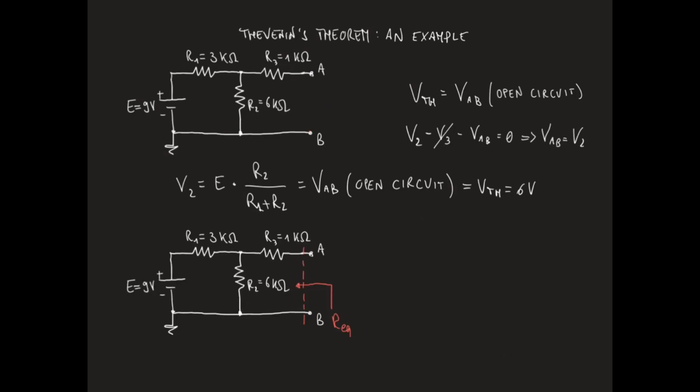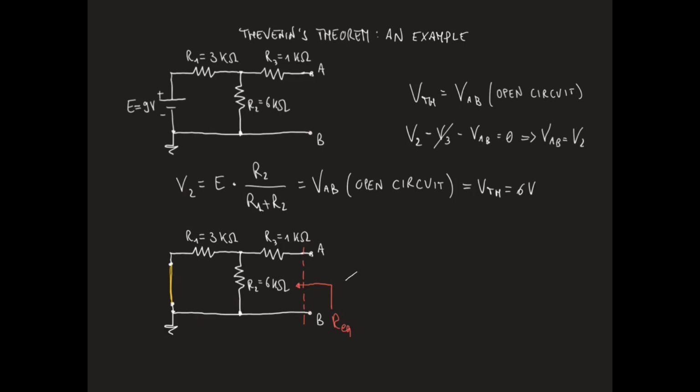As I said before, the Thevenin resistance can be found also as the equivalent resistance between nodes A and B of the circuit. So let us find the equivalent resistance Req. We know that before calculating the equivalent resistance, if there are any voltage or current sources in the circuit, we need to switch them off. In this particular case, when the battery E is switched off, it will become a short circuit.